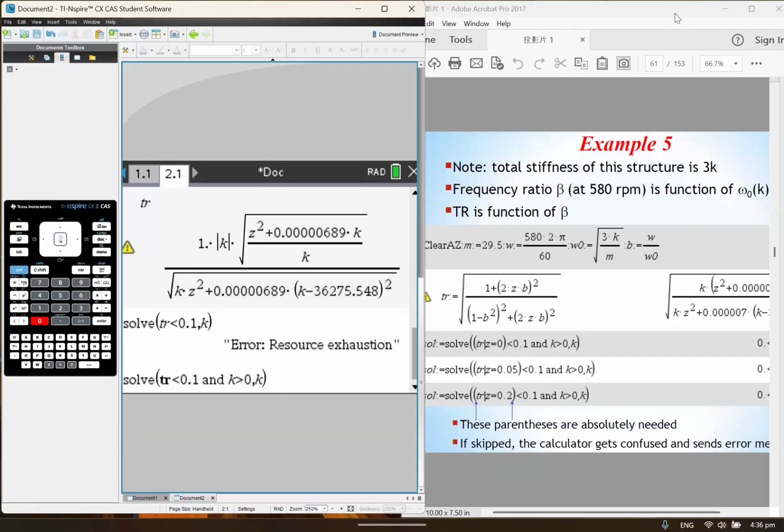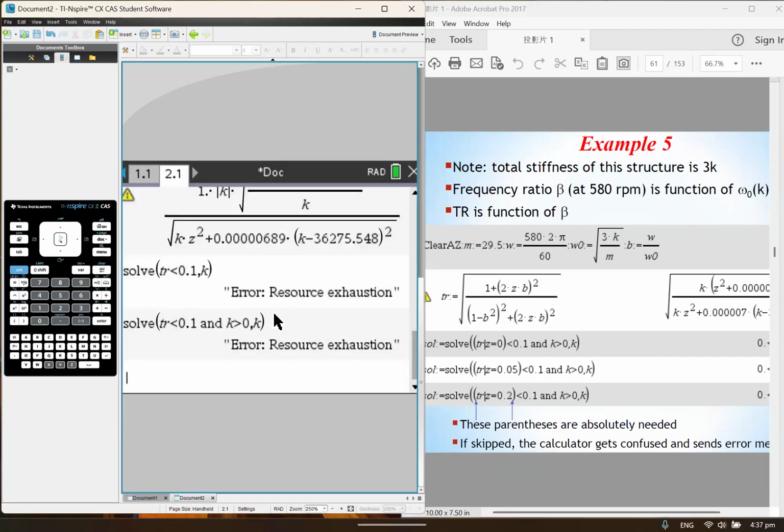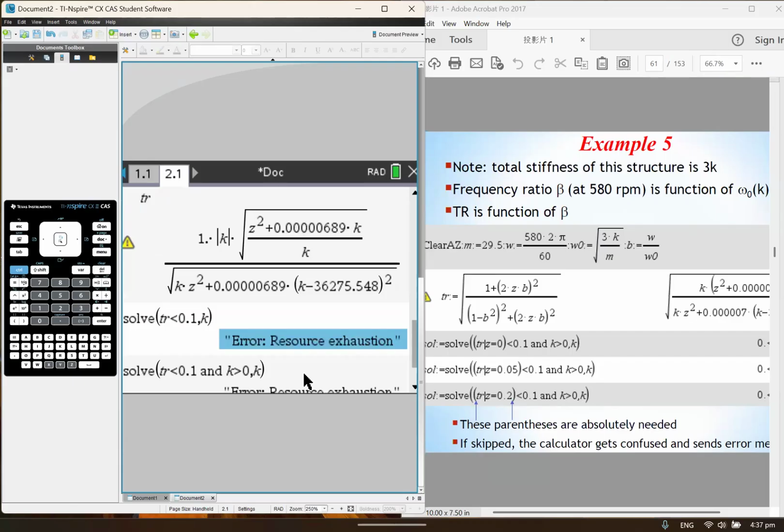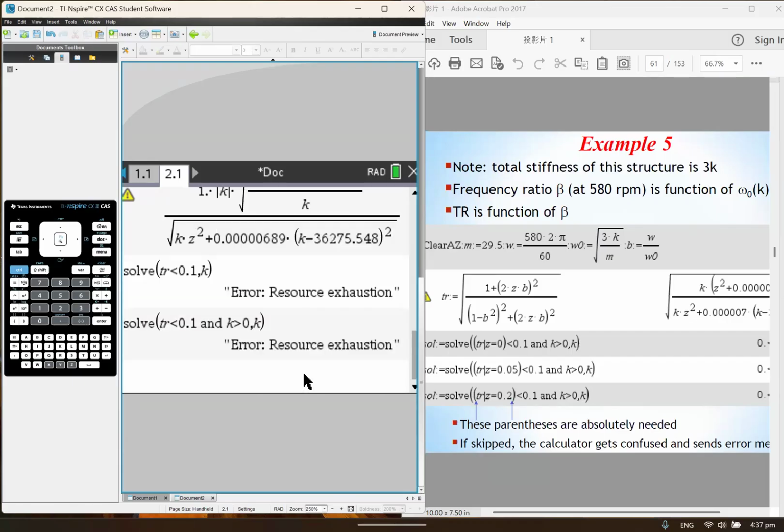Here it doesn't work. Why is that? Because you see z is here, and we forgot to put in a numerical value for z. So this is too complicated to solve. I'm going to show you some of the mistakes so that you don't make them. Before I solve it, I have to substitute the value of z into this expression so that it turns out to be just a function of k. Then I can do the solution.